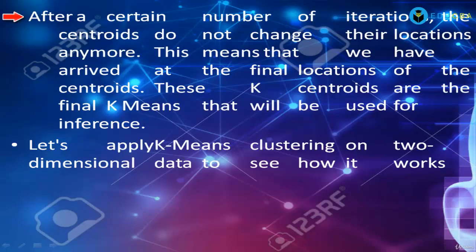After a certain number of iterations, centroids do not change their locations anymore. This means that we have arrived at the final location of the centroids. These k centroids are the final k-means that will be used for inference. So this is your final k-means algorithm, that is, the final location of the centroids you have found.